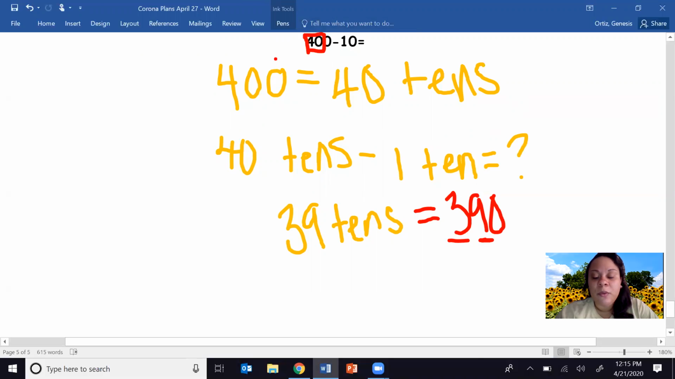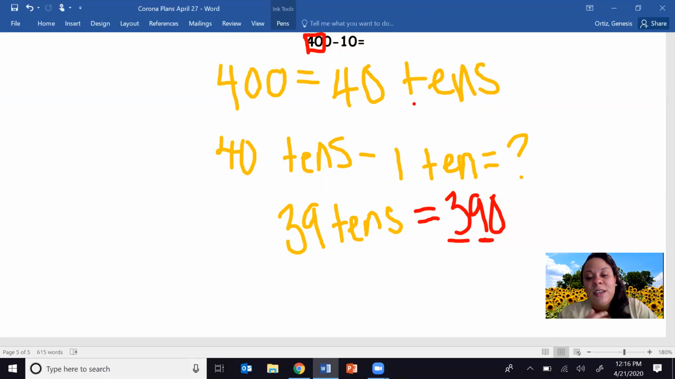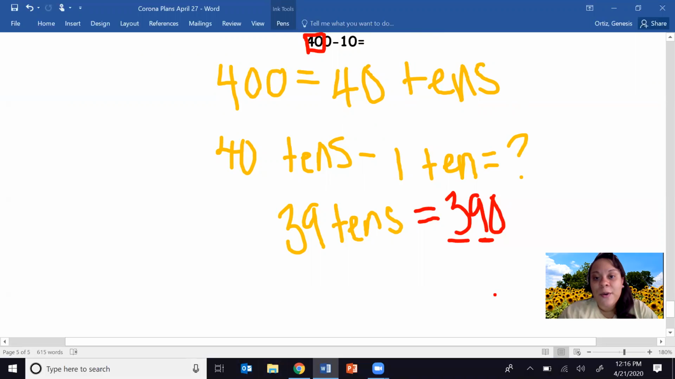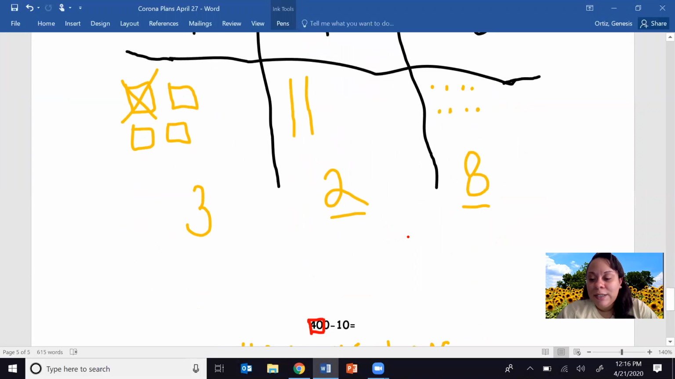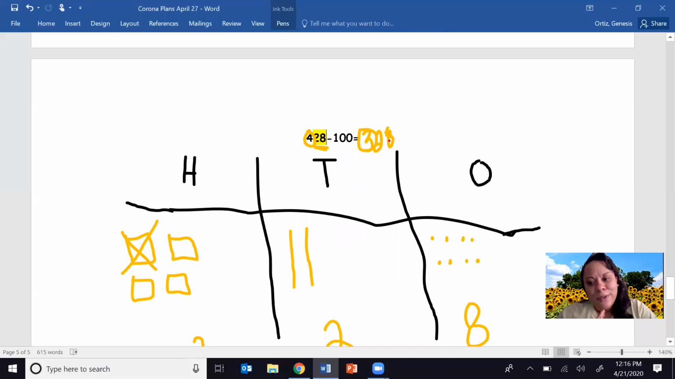And you can do this in your head, but what helps to remember this, 400 is the same as 40 tens. Okay, so 40 minus 1 is 39 tens, which is the same as 390. Or 500 is the same as 50 tens. 50 tens minus 1 ten is 49 tens, which is the same as 490. I know it's kind of a mouthful, but it's really, really very simple. If you just remember these rules, you'll get it. It's not hard. So this is kind of like mental math. The same thing with this one that we did. The only good thing about this one is only one place value changes.